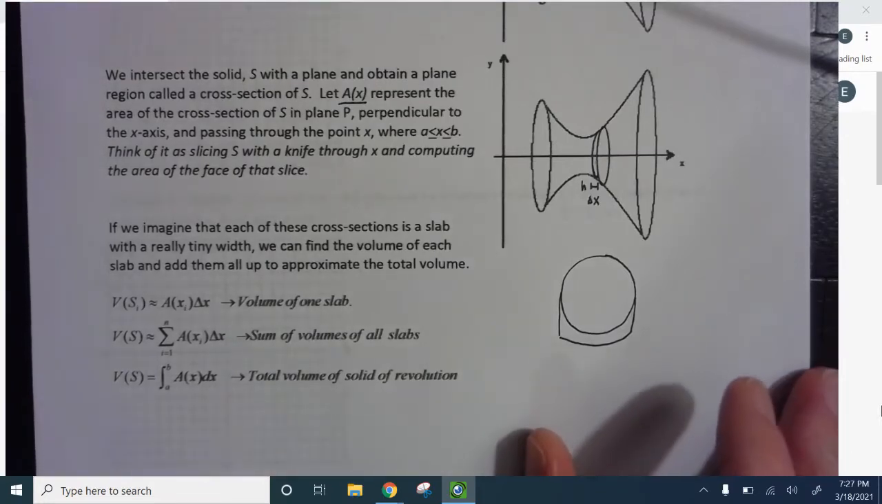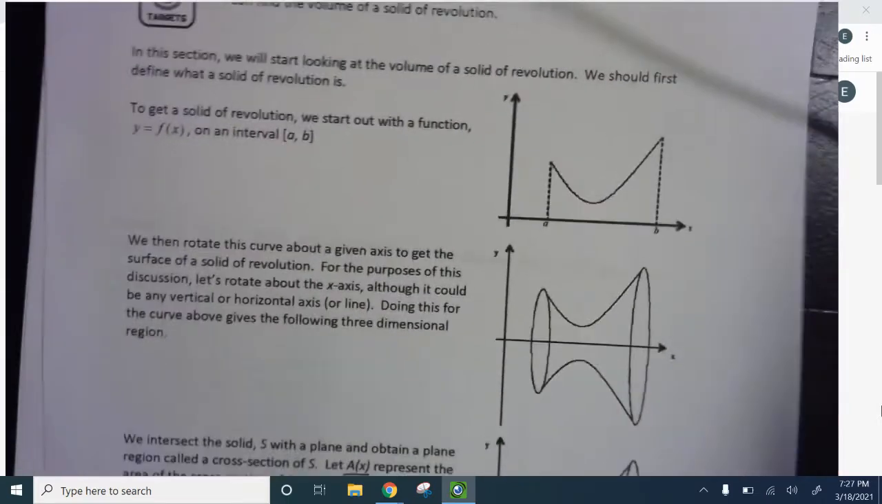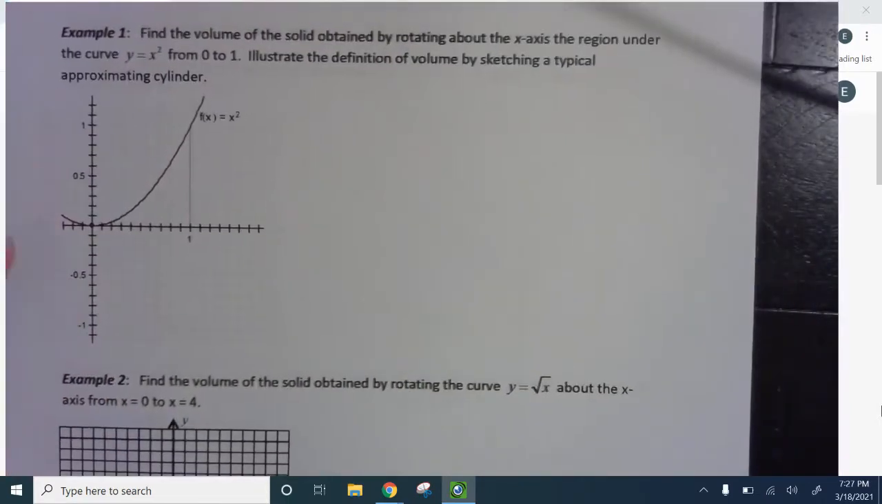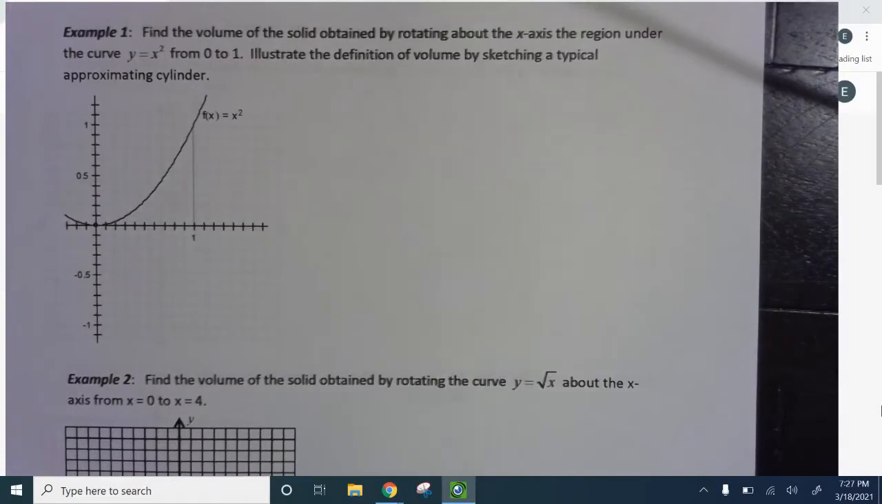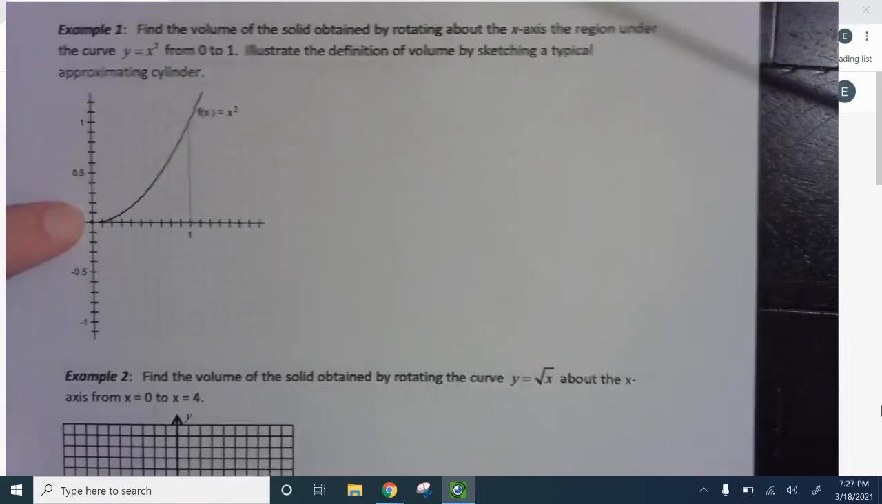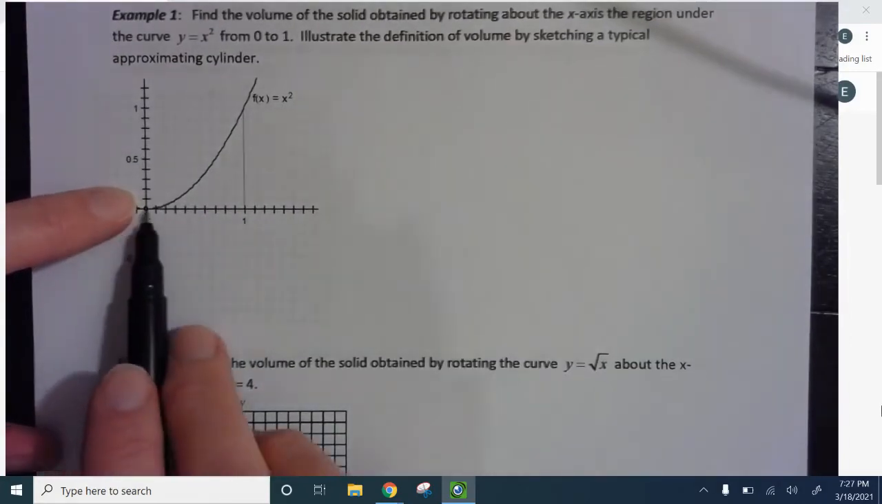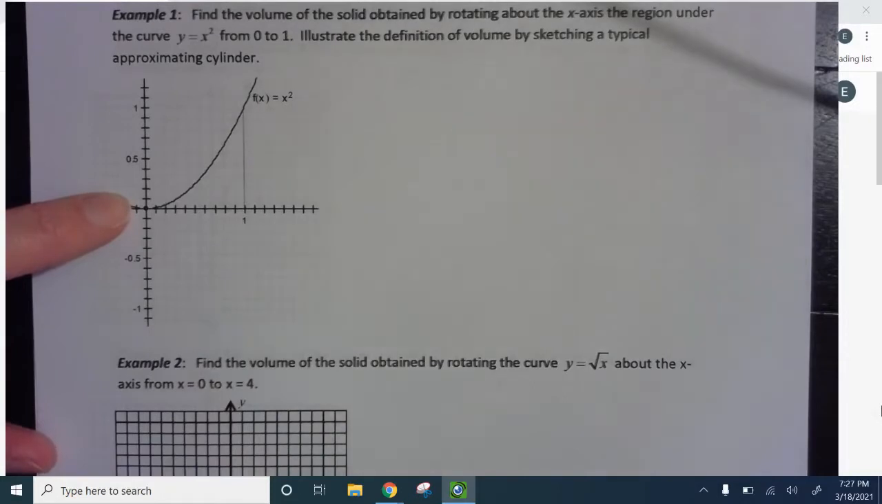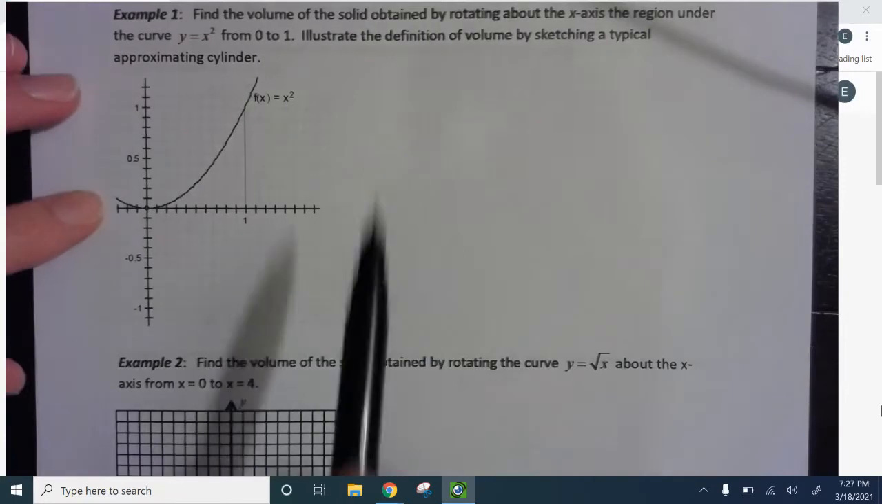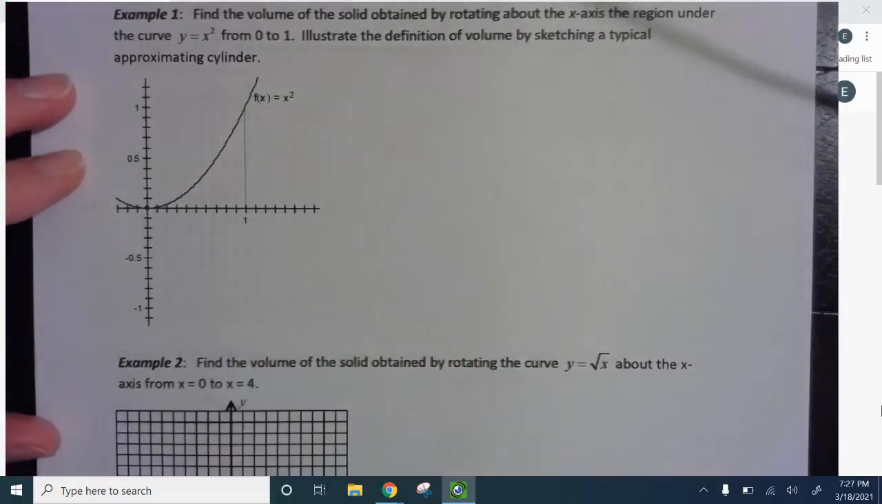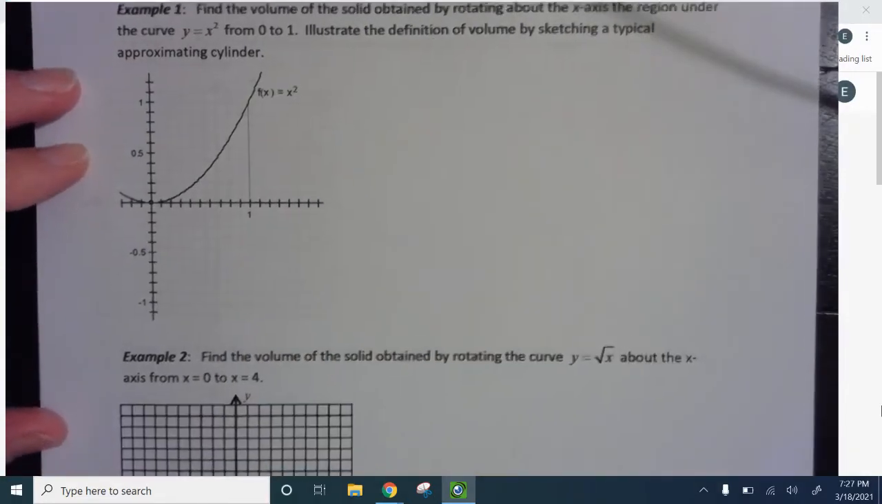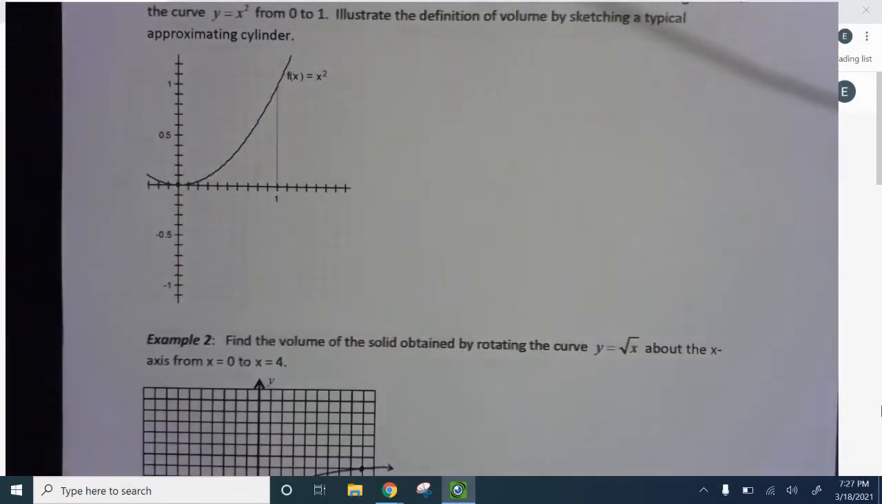So let's see what this is actually going to look like if we look at an example. We want to find the volume of the solid obtained by rotating about the x-axis the region under the curve y equals x squared, from the x value of 0 to the x value of 1. So we're going to look to see what this is going to look like if I were to do the actual revolving. It says to illustrate the definition of volume by sketching a typical approximating cylinder. So let's say, okay, this is the area that we're talking about.